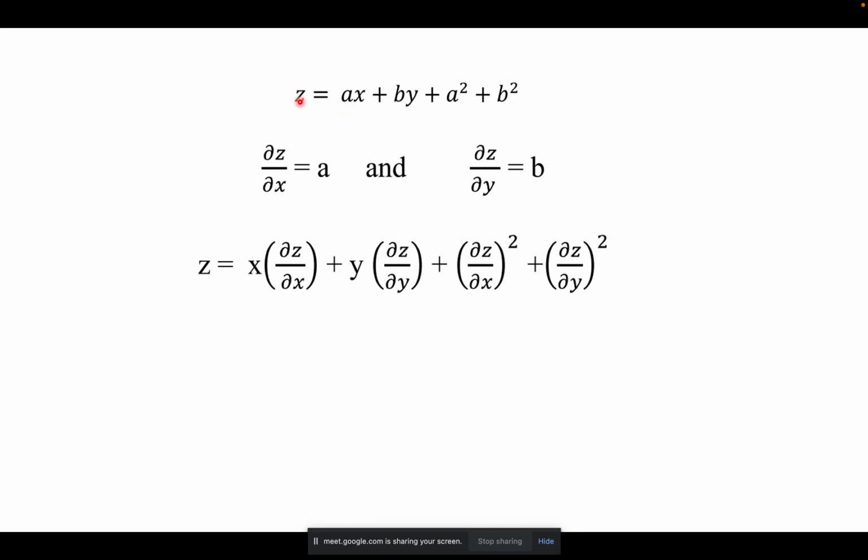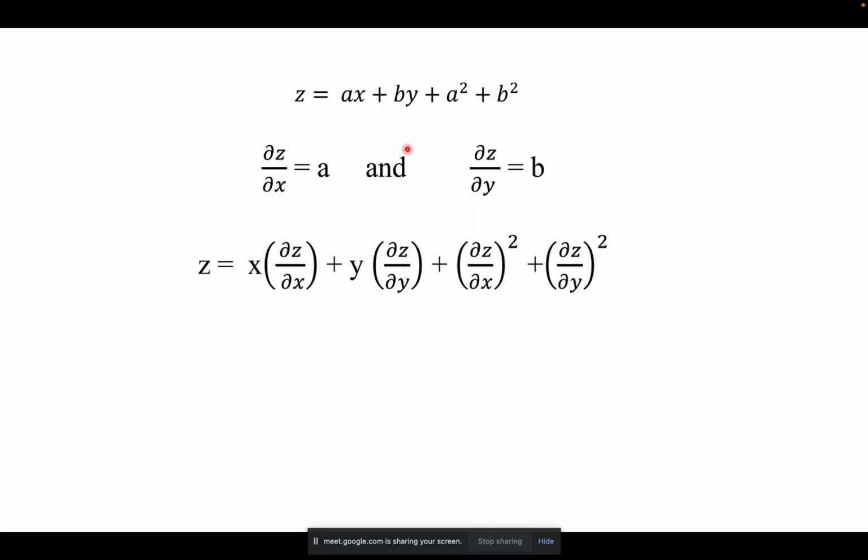So let's start. You are given the equation of this form, z is equal to ax plus by plus a square plus b square, right? Now you can ask what is the partial derivative of z with respect to x? If you see this equation, it has only one function of x, which has a coefficient of a. So if you simply take the derivative with respect to x, you will get del z by del x is equal to a, because there is no other function of x in the given equation, and all others are constants, so their derivative with respect to x will be 0.